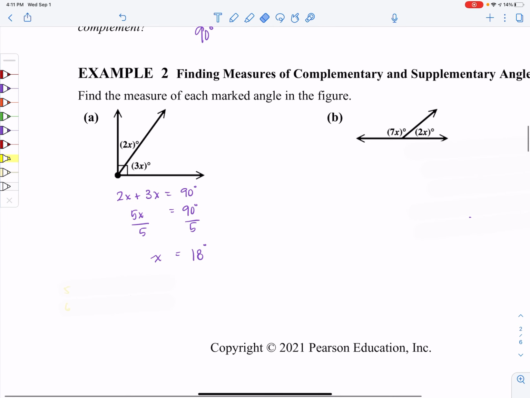Now, let's come back up. I wasn't asked for the x value. I was asked to find the measure of each marked angle in the figure. So, yes, my x value is 18, but I need to go a little further to find what those two angles are. So, the 2x angle is 36 degrees. The 3x angle is 54 degrees.